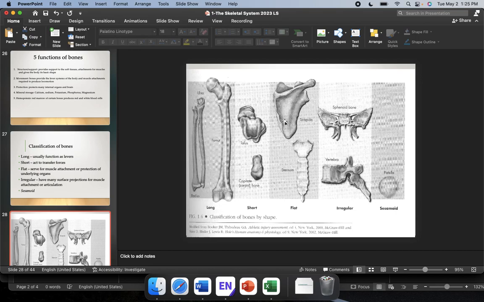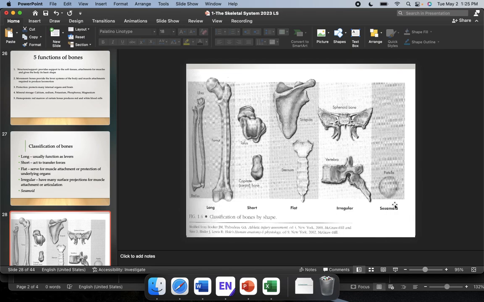Flat bones, the sternum, scapula, and the bones of our skull, are all going to be flat bones. Irregular bones are going to be bones that have a lot of bony outgrowths, maybe, that provide for muscle attachment. So our vertebrae are going to be a nice example of that here. The sphenoid bone up in the skull is also an irregular bone.